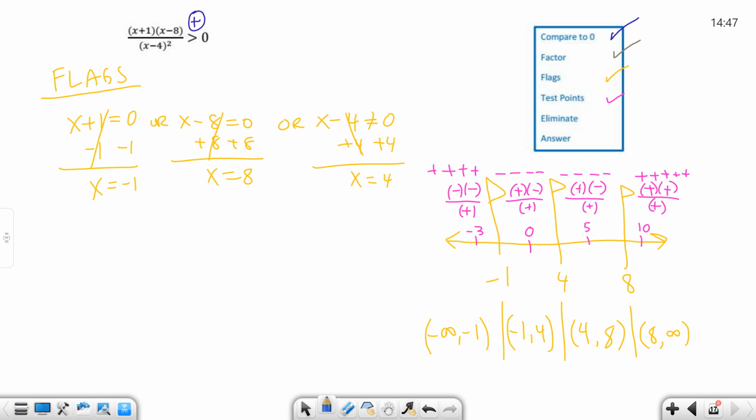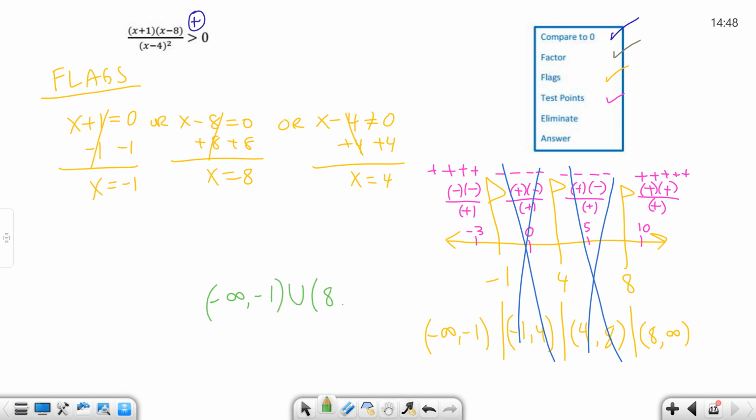I wanted positives. Keep this one. Get rid of the minuses. This one and this one. Now on this one, if I had kept these two intervals together, since it's an open flag, I could not have combined them. I mentioned earlier about combining them possibly with brackets. There's no brackets here. You would not have combined them. So then my final answer here is going to be what? It's going to be -infinity to -1 union 8 out to infinity. And there is our final answer.